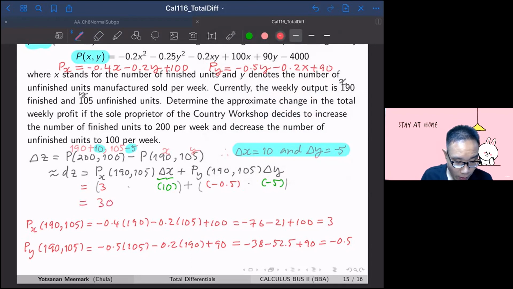Plus this one will be negative 2.5, so it's going to be 2.5. So it's going to give us 32.5 for the chain.